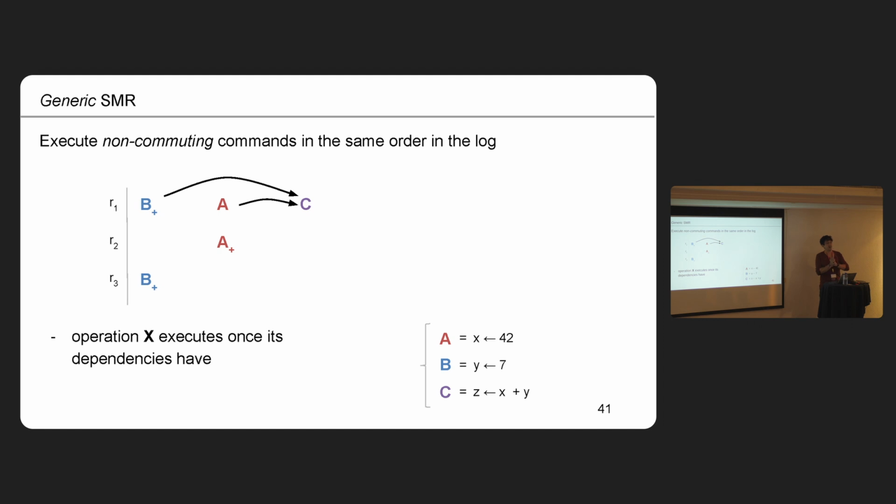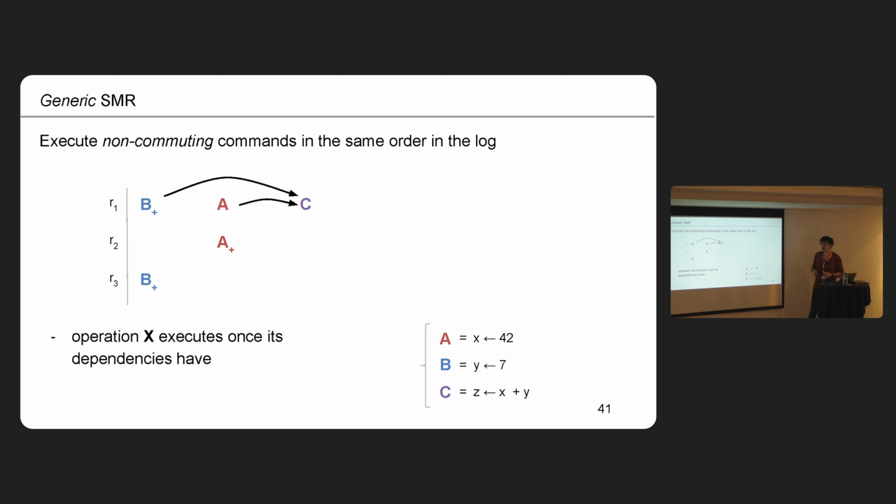So the idea of what I will call in this talk generic state machine replication is that instead of a log, you have a partially ordered log. And in this partially ordered log, you have an ordering relation that says when you have 2 non-commuting commands, in which order to execute them.